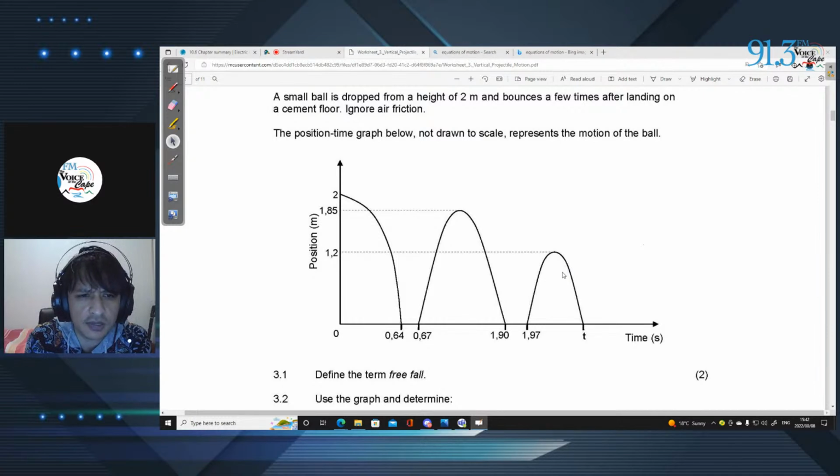Right? So if you look at this, it shows that our position starts at positive 2 meters. We can see the ball starts at a height of 2 meters. Over time, it falls. Right? It drops, position changes, it gets less and less till it hits the ground at 0.64 seconds. It then stays in contact with the ground for a further 0.03 seconds before recoiling and bouncing back up again and reaches a maximum height of 1.85. Then it drops down, hits the ground. There's a 0.07 second gap before it bounces up again, and so on. And then it reaches another time value over here.